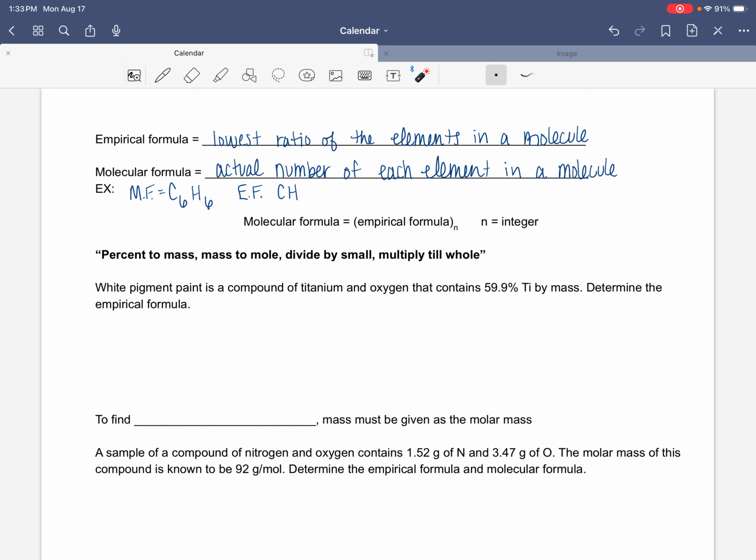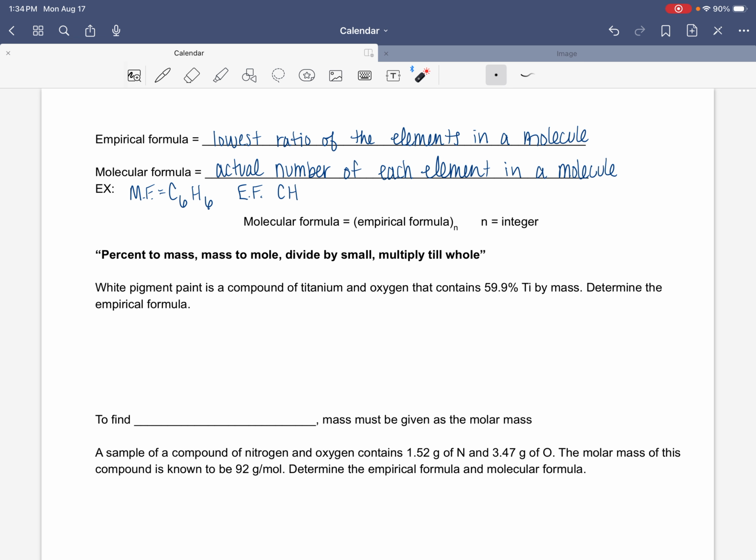So percent to mass just means that generally they're going to give you the problem in percentages. But sometimes they give them to you already in grams, then you don't have to worry about this step. It's already in mass. But for percent to mass, all we do is change the percent sign into grams. The next step, mass to mole, we use the molar mass of that element to convert the grams into moles. We're then going to divide by small. We'll talk more about that once we have some numbers. And then multiply to whole. We just need to have whole numbers in order to determine our empirical formula at the end.